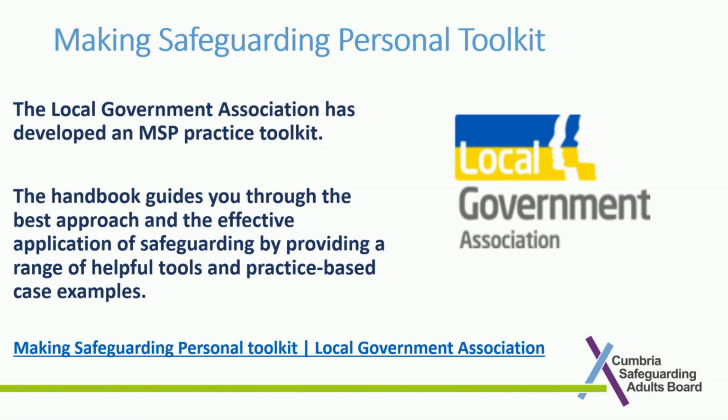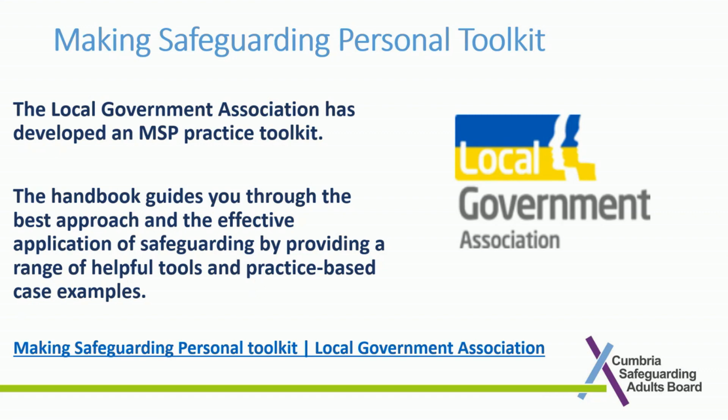So what we'll move on to there, that was just giving you adults talking about how safeguarding could be made personal from their own perspectives. This slide is just talking about a toolkit, the Local Government Association toolkit that provides a significant number of excellent tools to support people practicing in Cumbria and people who require support with regard to making safeguarding personal. So the link's there for you. There's a handbook that guides you through the best approach and the effective application of safeguarding by providing a range of helpful tools and practice-based case examples, which I think everyone will agree, case examples are some of the best things really to support learning.